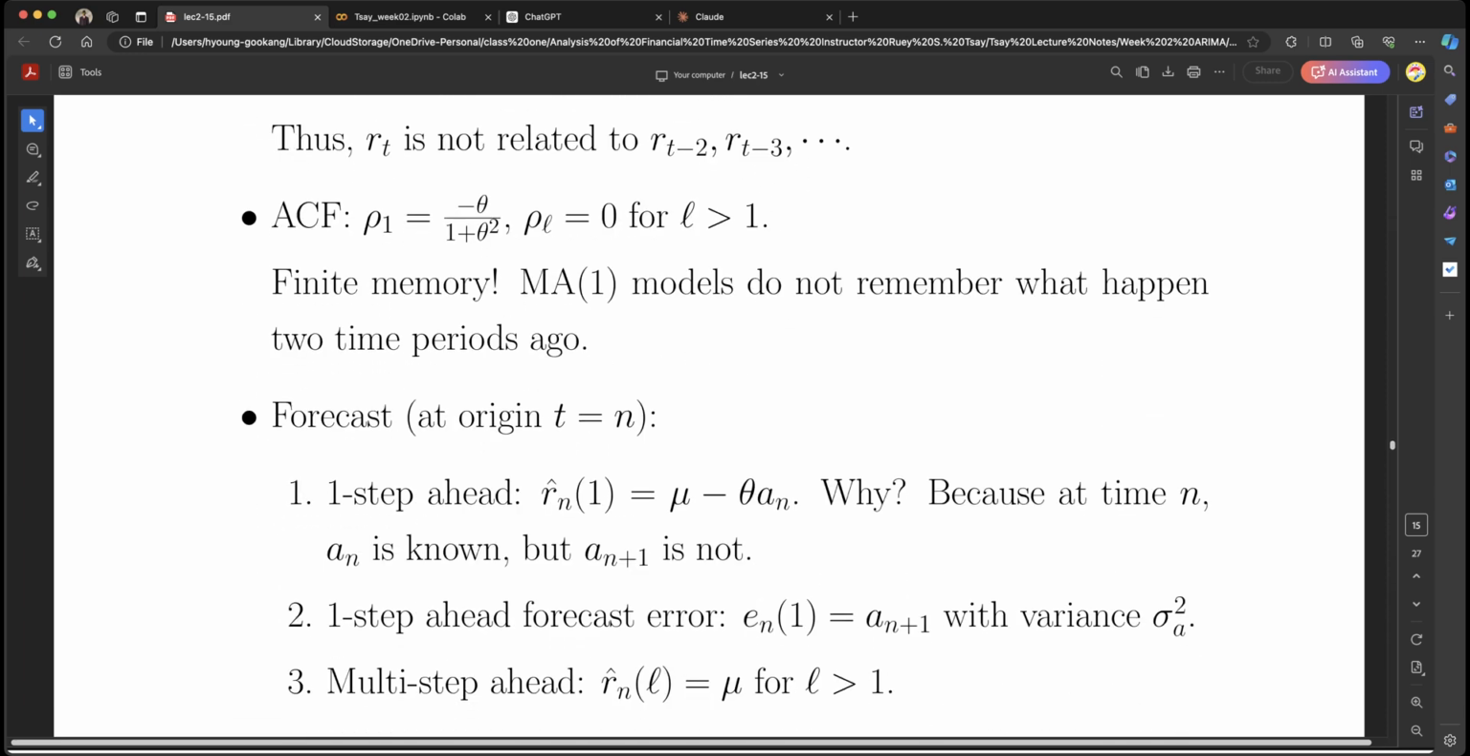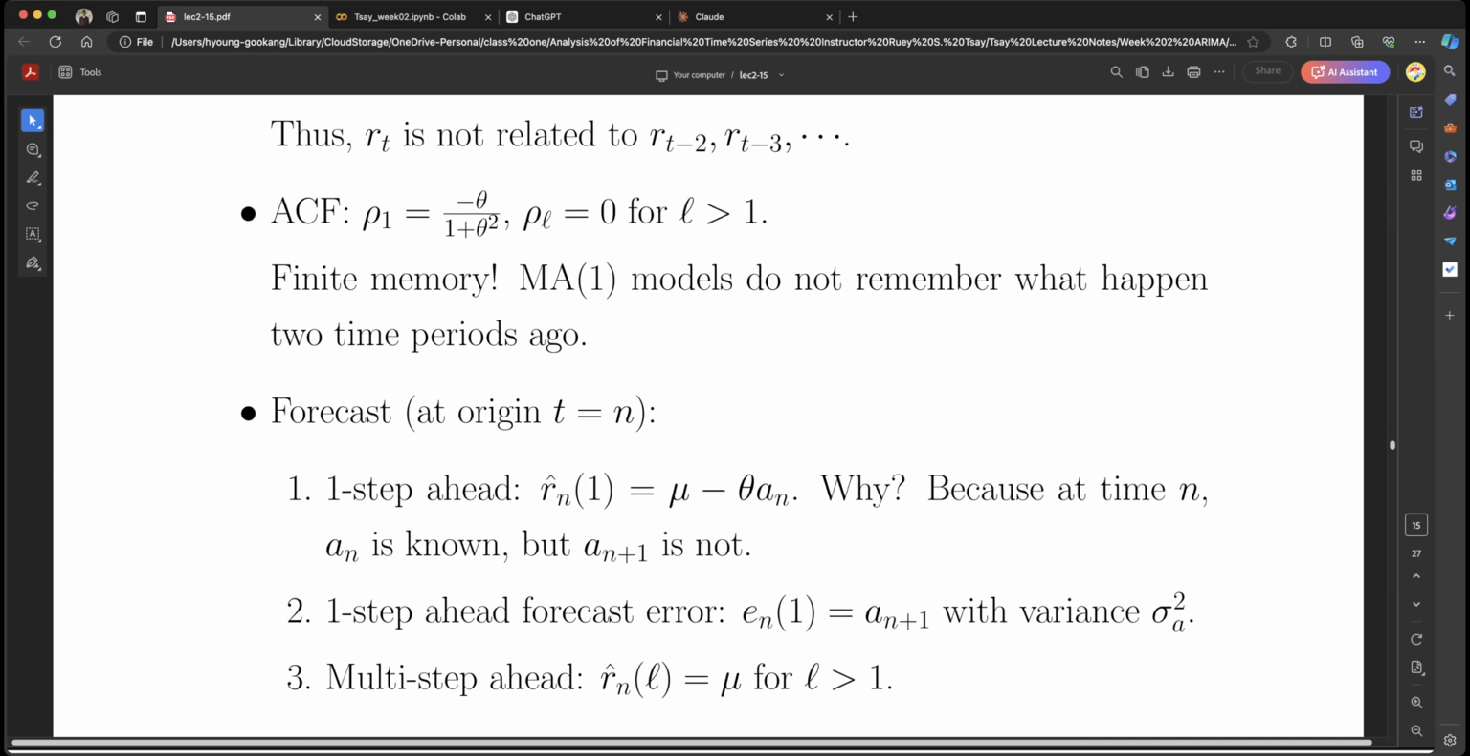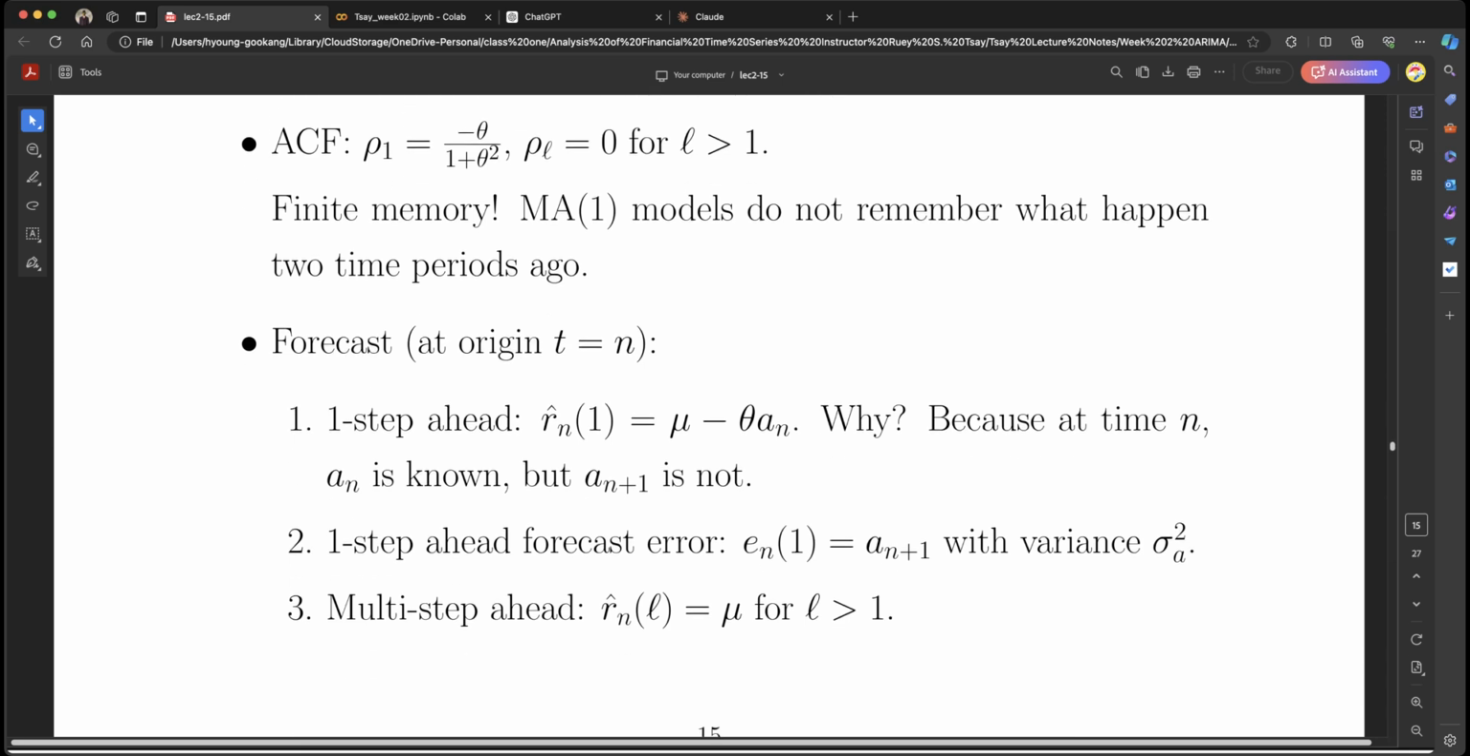Now the forecast. The one step ahead forecast is r_n(1) = mu minus theta a_n. Why? Because at time n, a_n is known, but a_n plus 1 is not. So the one step ahead forecast error e_n(1) is a_n plus 1, with variance sigma squared. And then the multi-period ahead forecast r_n(l) is simply mu, because today's shock does not affect two periods ahead. So only the mean part matters.